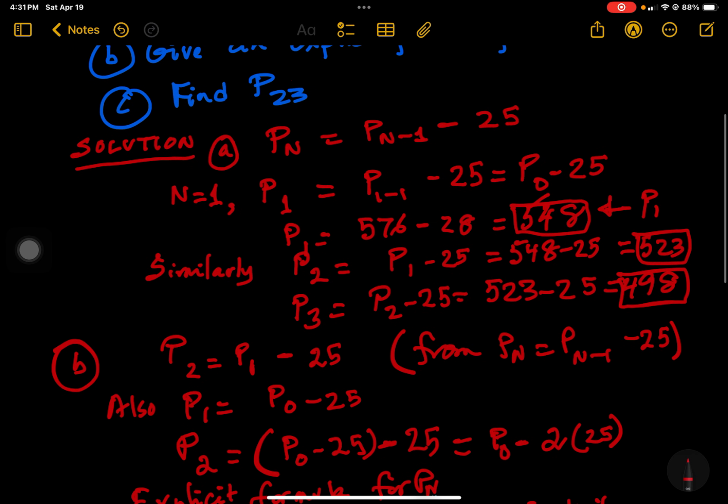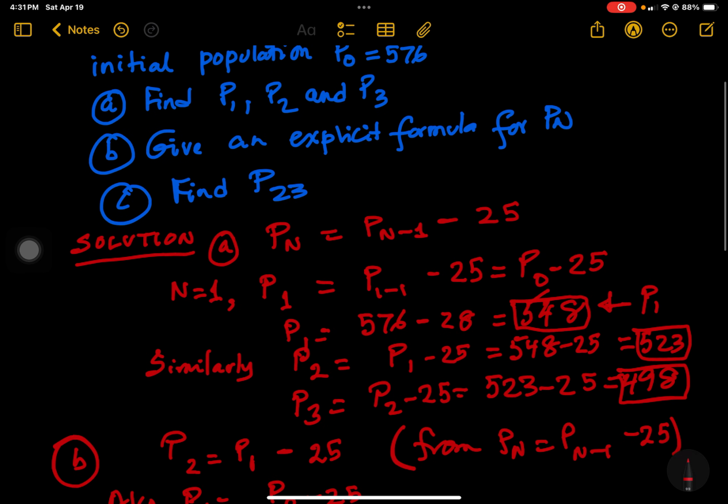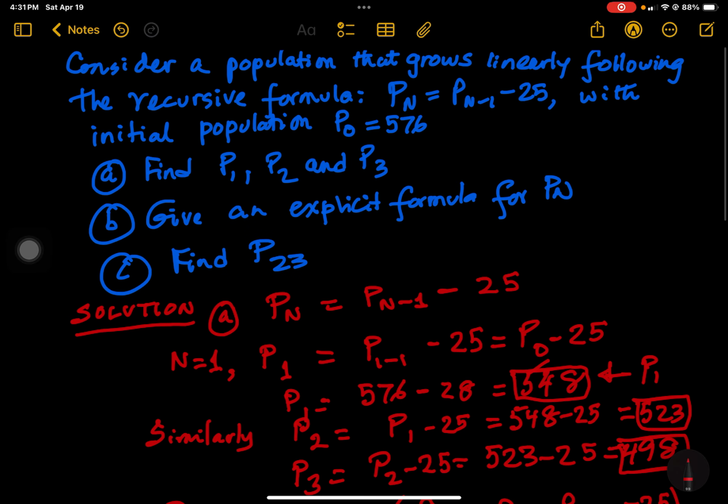So let me just recapitulate quickly what I did. So part A, I worked out based on the recursive. Recursive means depends on the previous year. So the population in year n depends on the population in the previous year n minus 1, from which 25 is subtracted. This is the recursive relationship. Then they asked us to find P1, P2 and P3. So P1 will depend on P0 minus 25.